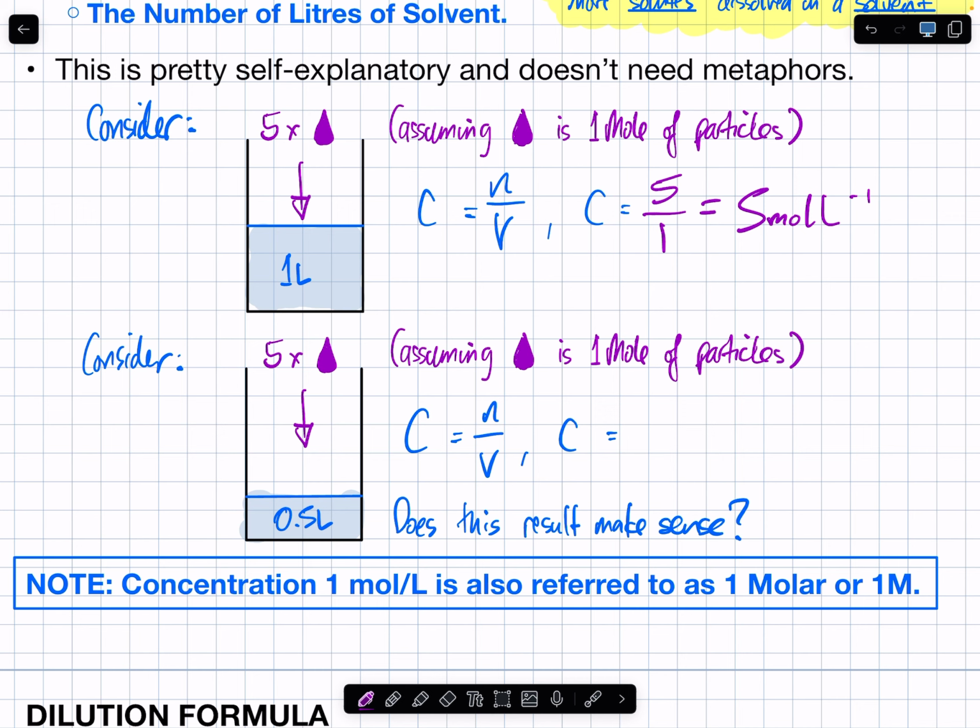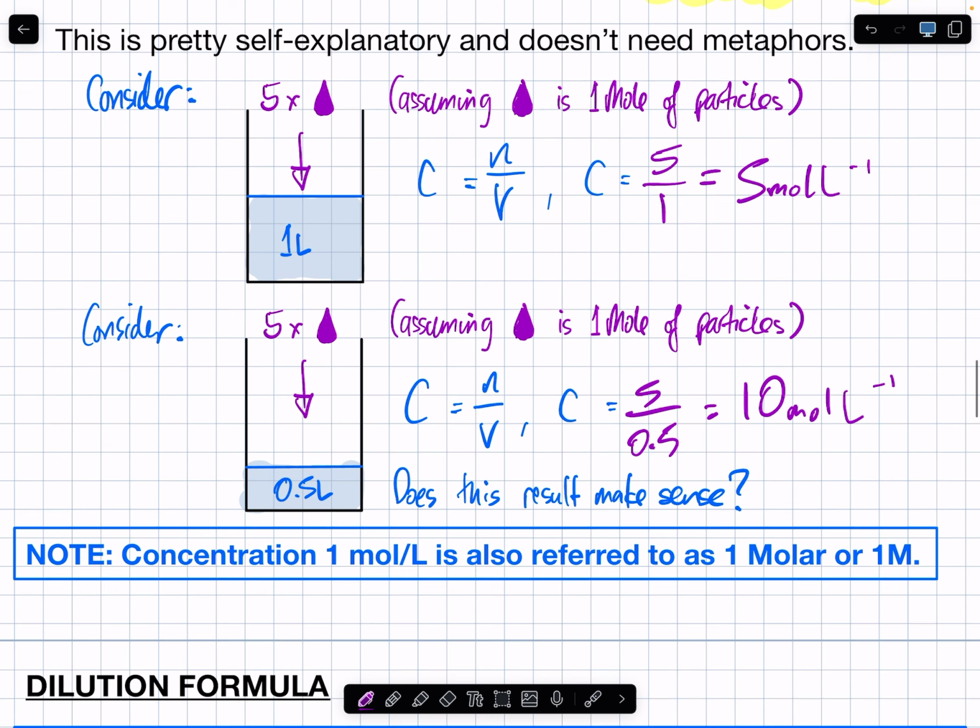So what would happen to the concentration? Would it be half or would it be double? Double. And you can confirm that with the maths. So it's going to be 5 divided by 0.5. It's going to be 0.5. 5 divided by a half is going to be 10 moles per litre. Does this result make sense? Does it make sense that if I put the same number of moles in half as much liquid, it's going to be double the concentration?